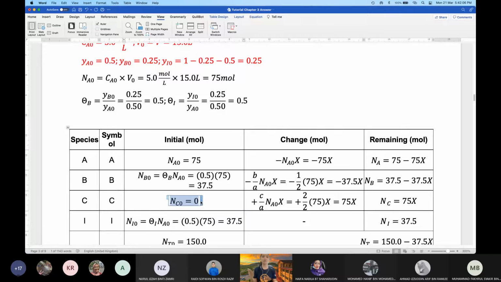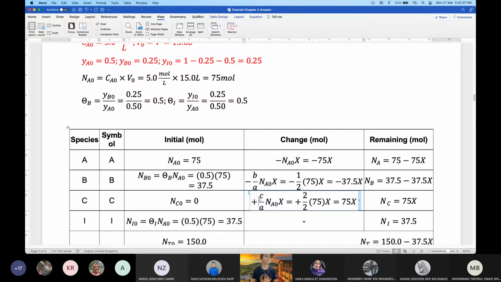Okay, kenapa NC0 is 0? As I told you, C product initially dia belum terbentuk, it's not yet formed, they won't have any moles. So NC0 is 0. Then change for C. In this case C is a product, so C will be added to the reactor because C will be produced, right? So bilangan mol C akan bertambah sebab C akan dihasilkan. So it becomes plus C per A and A0 X.